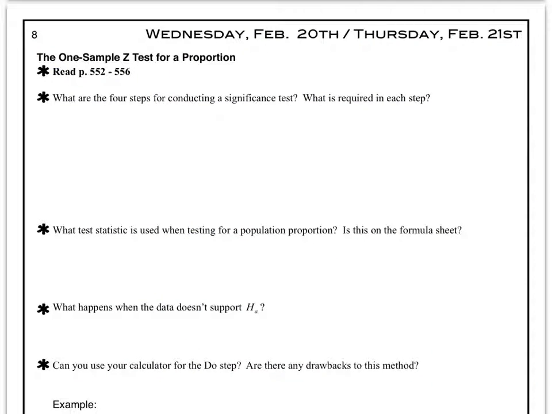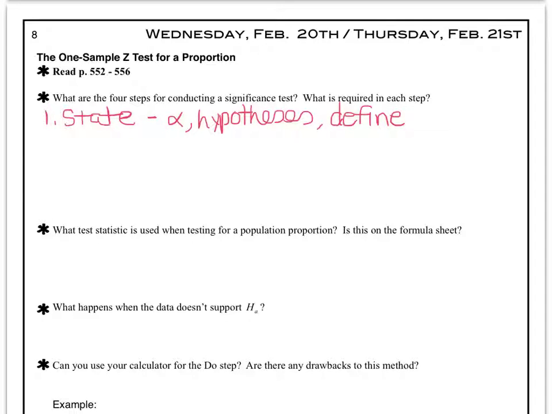Okay, so as always, we have 4 steps for conducting our significance test. The first step is state. And when we're working with state, we want to state the alpha value. We want to state the hypotheses. And we want to define any parameters. So if I'm working with p, I want to say what I'm finding the proportion of. If I'm working with mean, I want to say what I'm finding the mean of. Make sure you define your parameters.